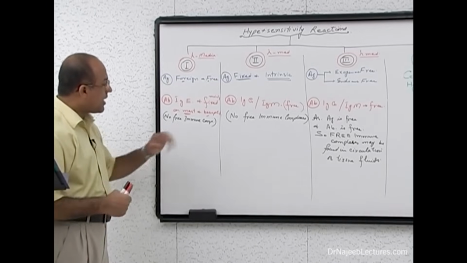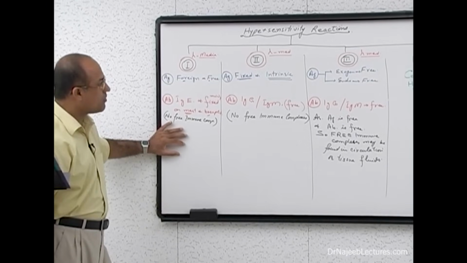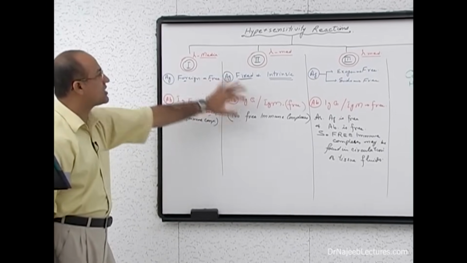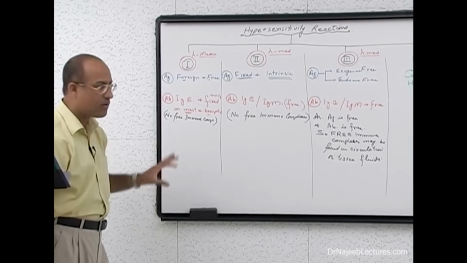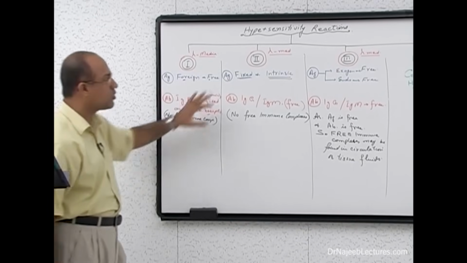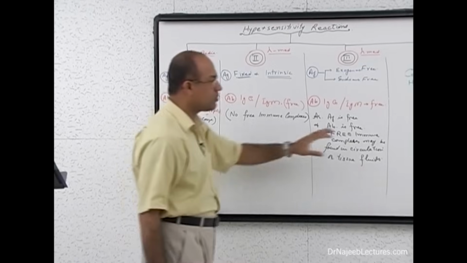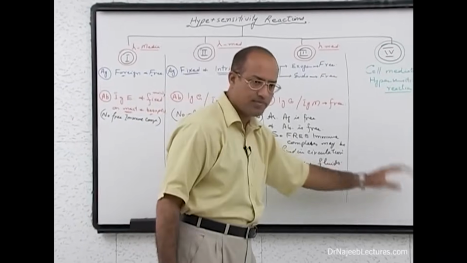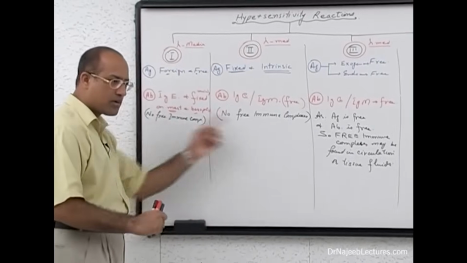Now I will go into detail for every type. I will go into detail of type 1, then we will go into detail of type 2, and eventually the detail of type 3 and 4, right? Is there any confusion among them?